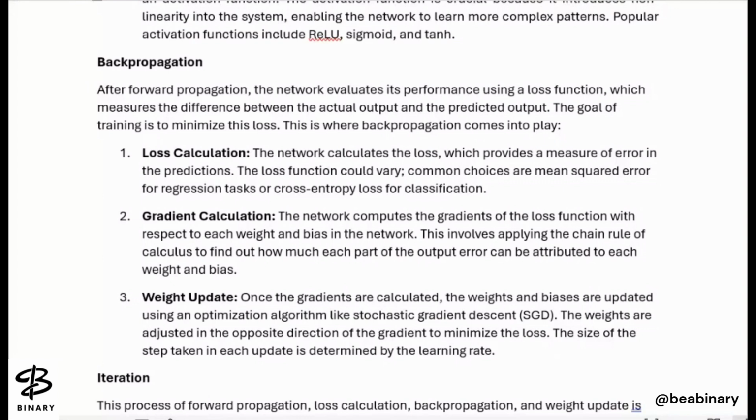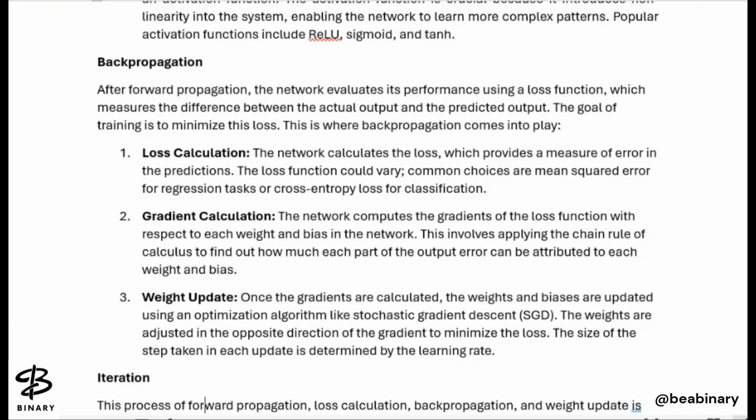The goal of training is to minimize the loss, and this is where backpropagation comes into play. Loss calculation: the network calculates the loss, which provides a measure of error in the predictions. This we have talked about in planning also. So the loss function could vary. Common choices are mean squared error for the regression task, or the cross entropy loss for the classification.